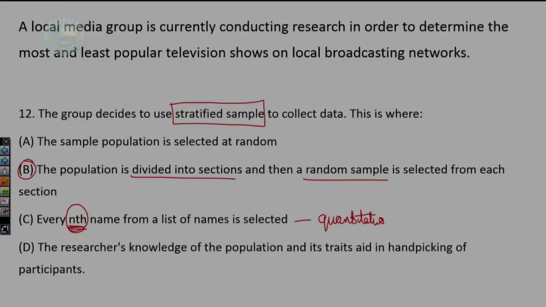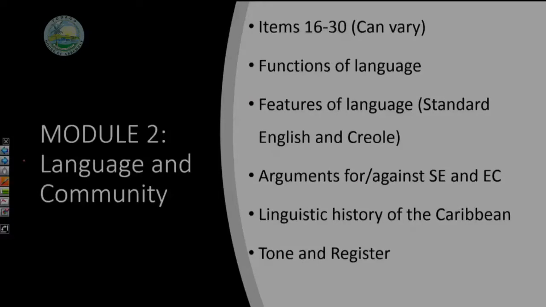So we're going to get ready to take a look at Module 2 types of questions that you can have for your exam. Now the Module 2 items can be found essentially between items 16 to 30, and that can vary. But what you're going to find when you're looking at Module 2 multiple choice questions, you're focusing on looking at the functions of language.